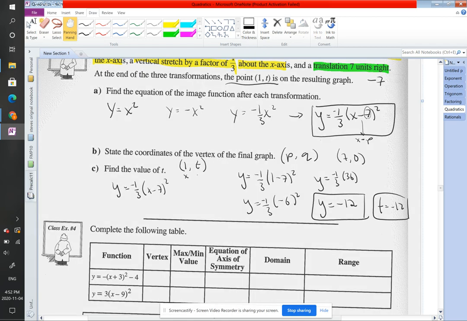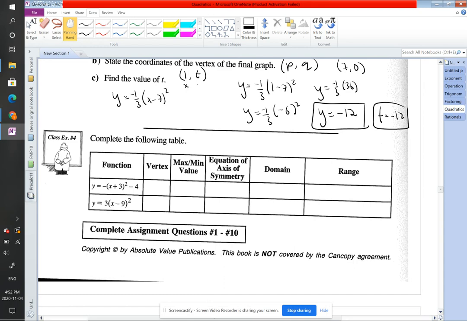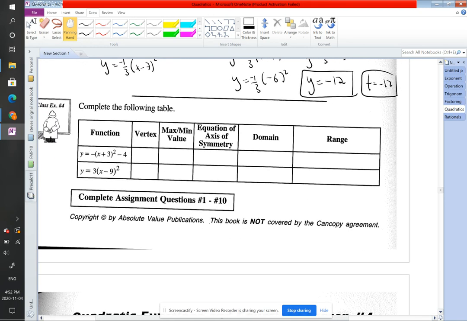Sorry I'm moving through this really fast. It's just they're big videos and I'm trying to make them as short as possible. Complete the following table. You know what? Maybe we'll do this one in class and then we'll cut it right there.